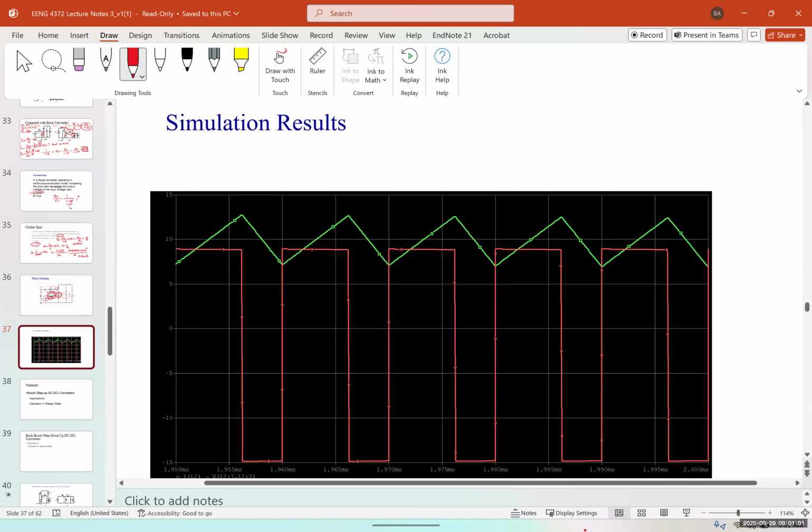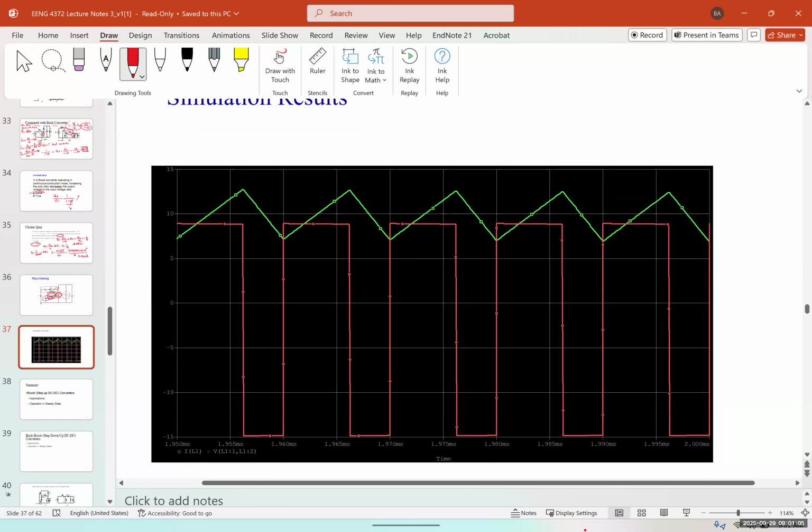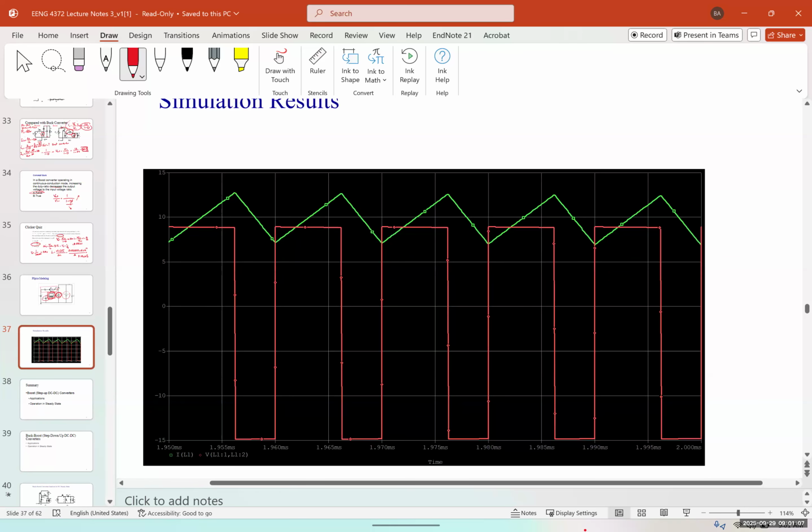Now, the simulation results look like this. Again, the red is the voltage, and the green shows us the inductor current. And you can see that it's boosting the current. And this is, I think, for a duty ratio of more than 50%, like around 60%.